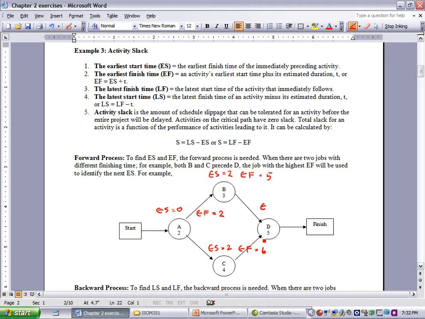Okay, when you have two activities that go forward, you always pick the largest amount to go forward. So earliest start is the largest of the earliest finish of previous activities.